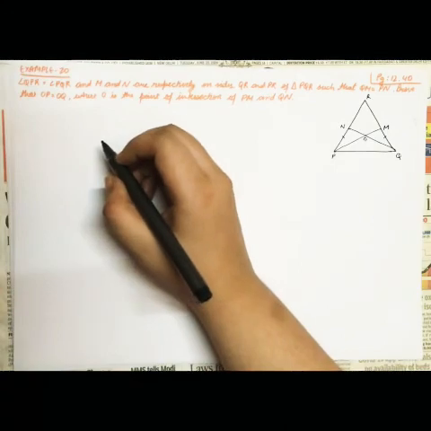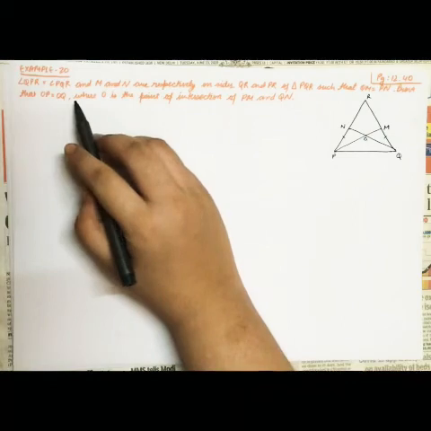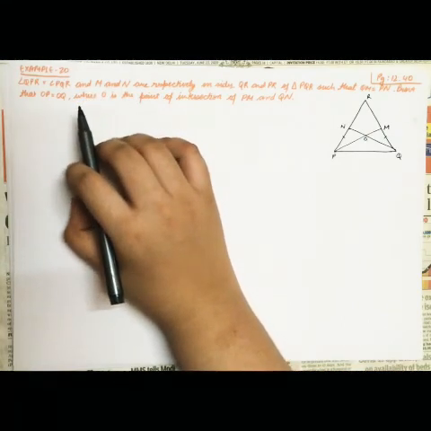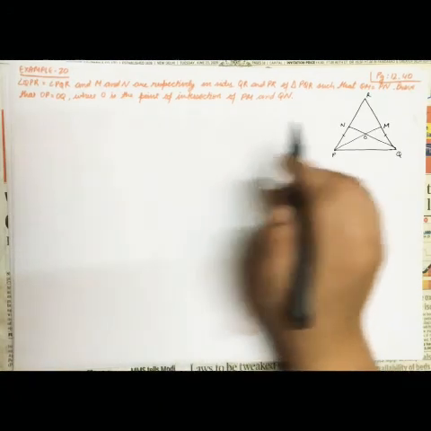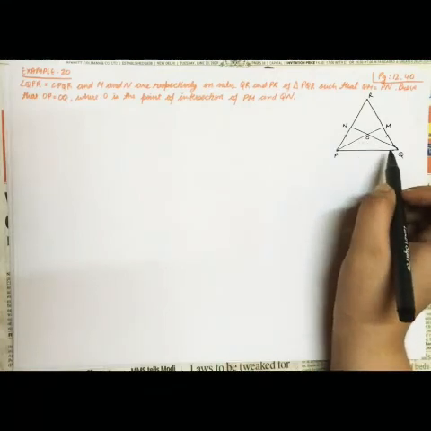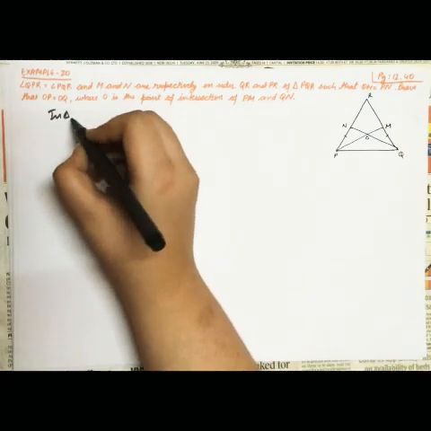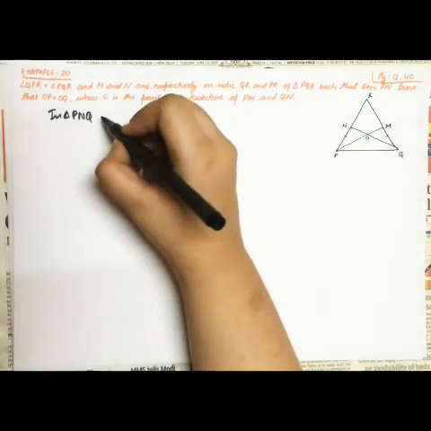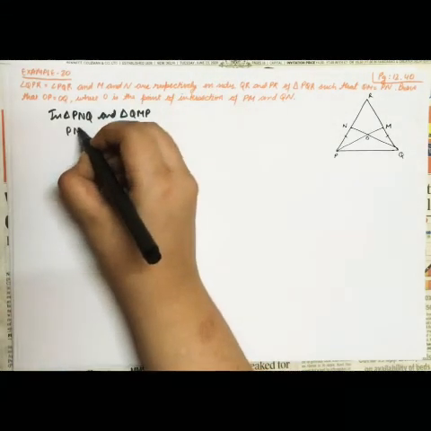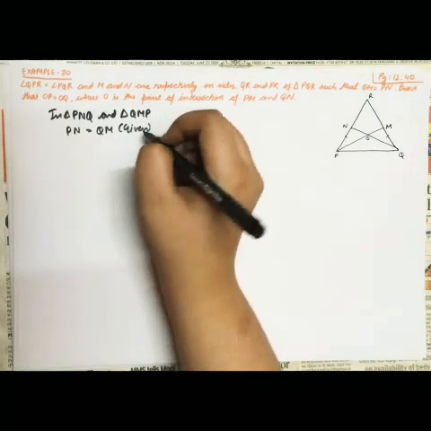Now example number 20. It says that angle QPR is equal to angle PQR and M and N are respectively on sides QR and PR of triangle PQR such that QM is equal to PN. We have to prove that OP is equal to OQ. So in this we will start with, in triangle PNQ and triangle QMP, PN is equal to QM. It is given to us.